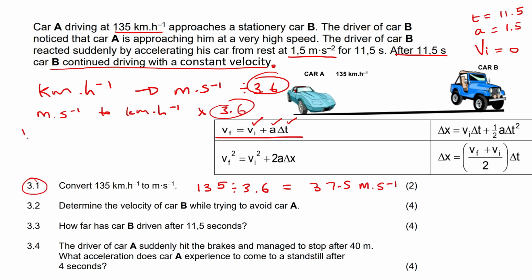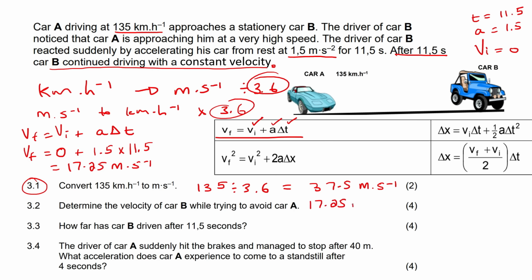So always write the formula down. They'll usually give you 1 mark for that. So VF equals VI plus A delta T. Now we can go fill everything in. So the initial velocity is 0, the acceleration is 1.5, and the time is 11.5. If we work that out, we get 17.25 meters per second.